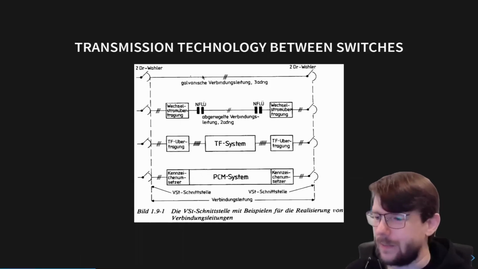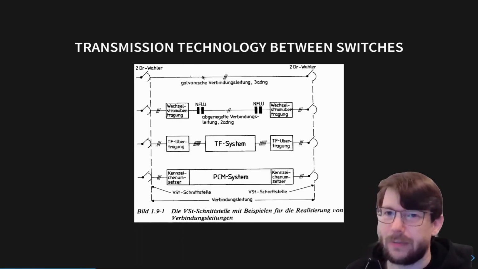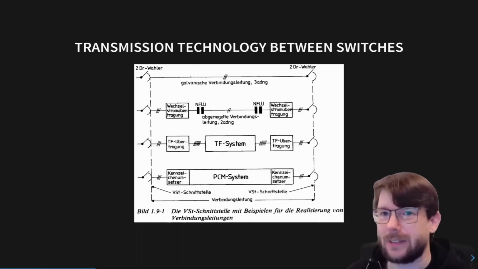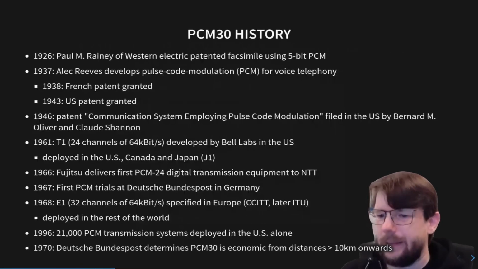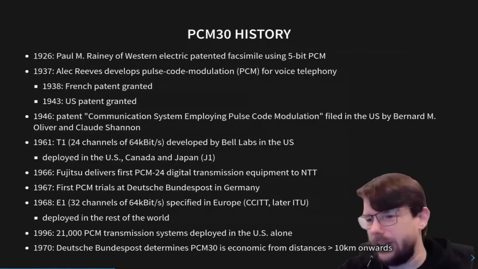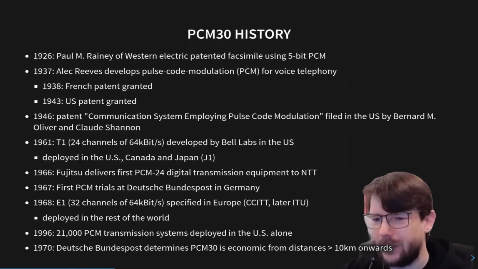The general problem these systems solved is always the same. You have multiple telephone switches, and they need to be interconnected somehow in order to make calls between those switches. The history, as far as I could research it on PCM and PCM30 technology, actually goes back to 1926, where Paul M. Rainey of Western Electric patented a facsimile system using 5-bit PCM.